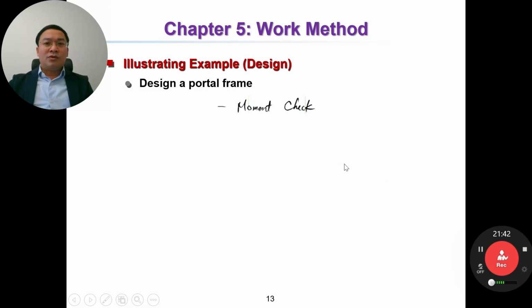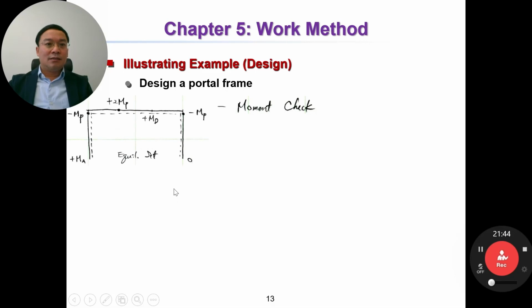And now we do a moment check. We have the equilibrium set. Okay, for the moment check. Now we have here MA and MP here, MD and minus MP. We already know here and here are MP and 2MP. The unknown are MD and MA. Then we have to check MD and MA. Okay.